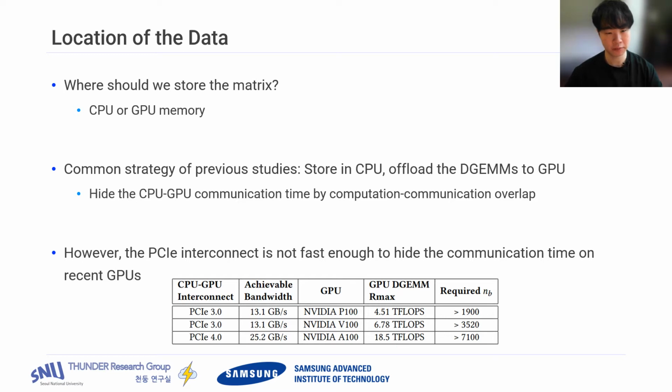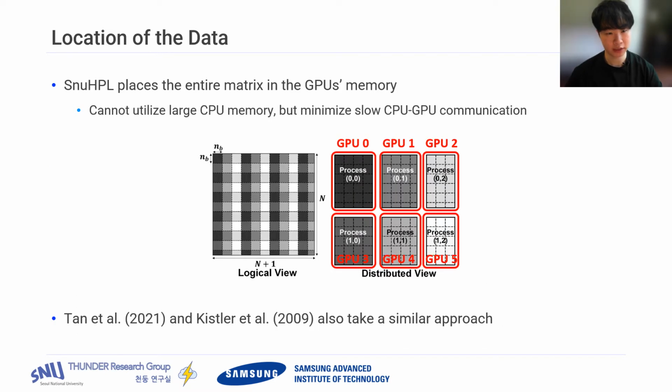The table at the bottom shows the minimum required NB value to hide communication when you offload DGEMMs in the update phase. Such large NB values over several thousands are not desirable because it hurts the workload balance between the four phases of HPL, which impacts the overall performance significantly. Hence, we decided to store the entire matrix in the GPU's memory.